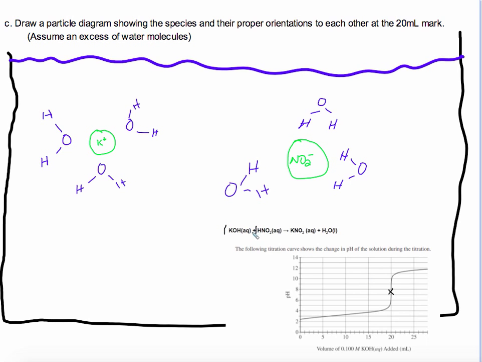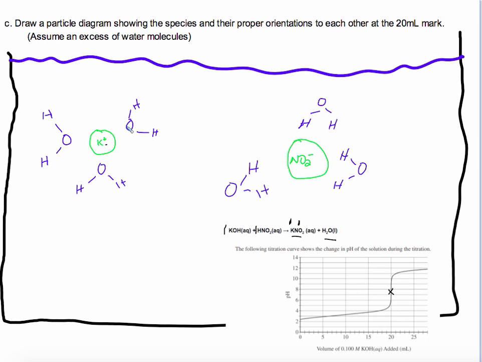At the equivalence point, exactly 1 mole of this has reacted with 1 mole of this. All right, and so when 1 mole of this reacts with 1 mole of this, all of it changes into this and this. And you can see for every 1 K, you have 1 NO2. So what I was looking for is that you could have 1 potassium ion for every nitrite ion. You wouldn't want to have more potassiums than nitrites. Like you could have 2 and 2, 3 and 3, 4 and 4. But the main thing is that the potassium ions and the nitrite ions have to be in the same proportion.